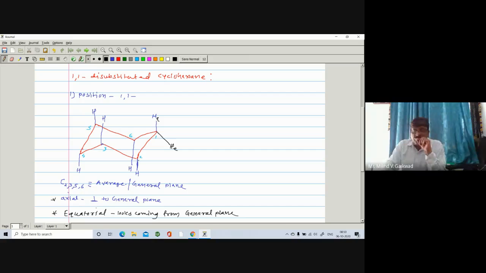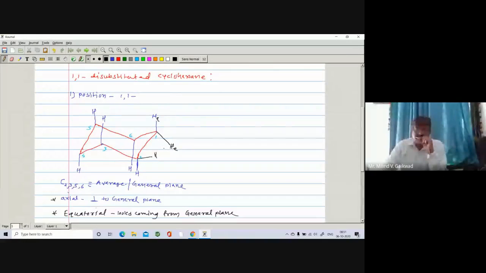Now on carbon number 2, this axial bond is down the plane, so of course the equatorial bond will go above the plane. This equatorial bond on carbon number 2 is parallel to the next adjacent bond. C1 C2 is the adjacent bond, and next to that one is C1 C6. So you have to draw a line parallel to your C1 C6. So it is equatorial. On carbon number 1, the equatorial bond goes down the plane, and on carbon number 2, it goes above the plane.